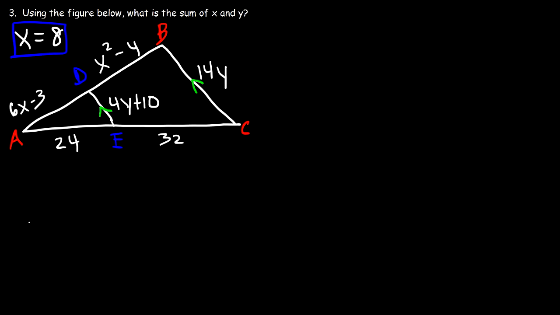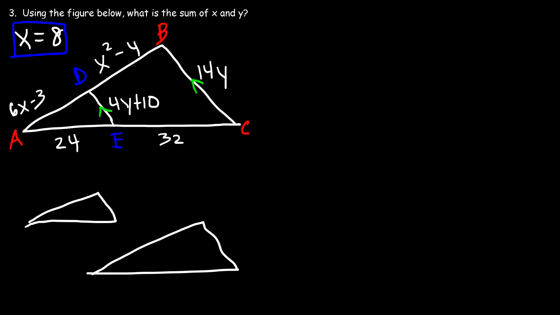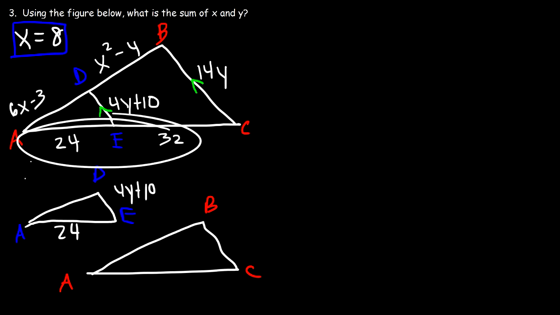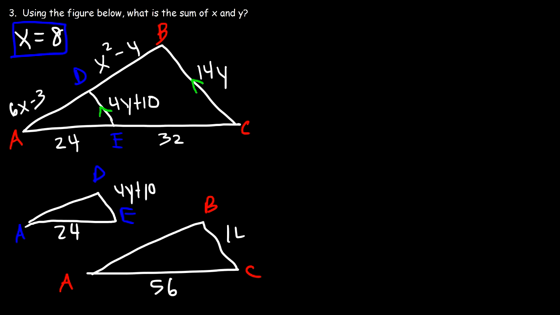So now let's draw two similar triangles. So this is going to be triangle ADE, and here we have triangle ABC. So DE is 4y plus 10. AE is 24. AC is the sum of 24 and 32, so that's 56. And BC is 14y. So let's write a relationship between these two.